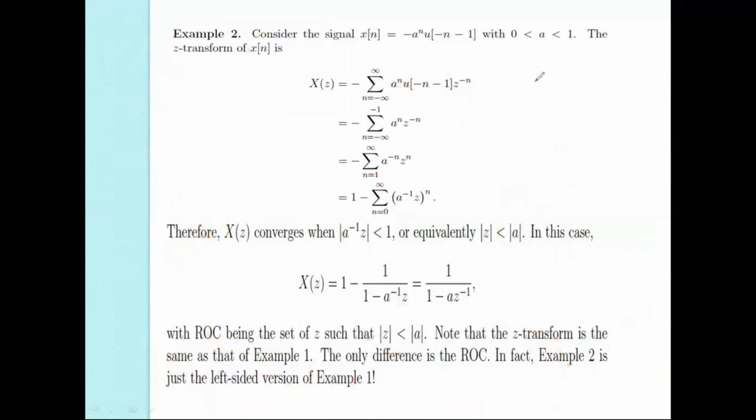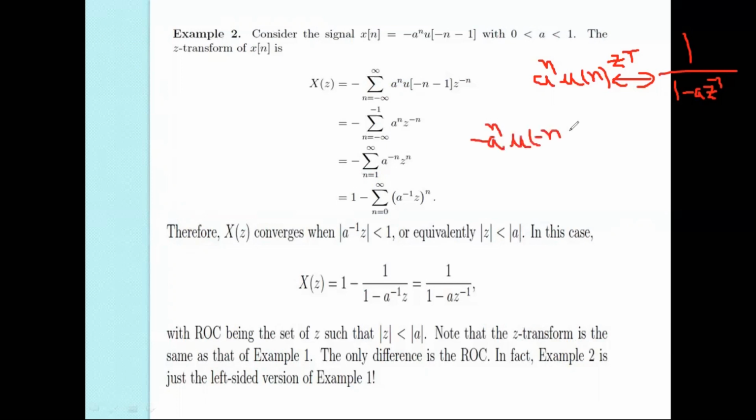Got it, my dear students? The same thing for a power n mu of n, the Z transformation you can apply. It is the same, 1 by 1 minus a z inverse. And for the same minus a power n mu of minus n minus 1 also, the Z transformation will get the same thing, 1 by 1 minus a z inverse. But ROC is different.